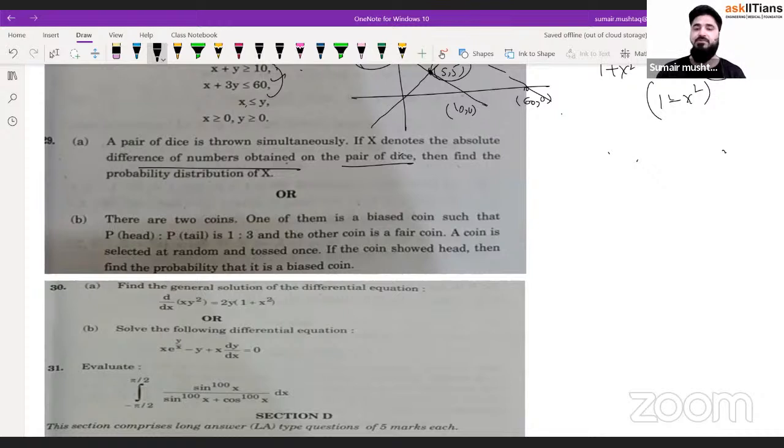See, what are the possible values that X can take? That is the difference. It can take the difference as 0, 1, 2, 3, 4, and 5. How to get the 0?